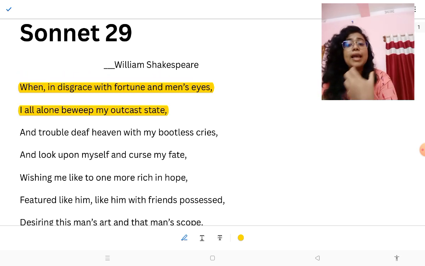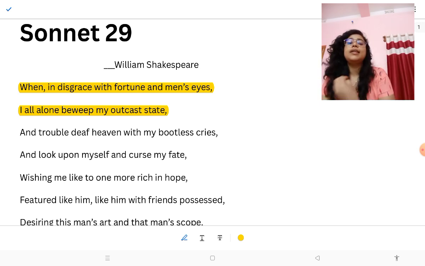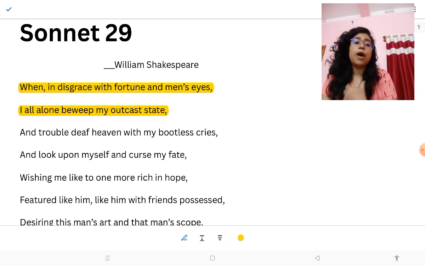Weep means cry, and beweep means when you cry utterly, right? So beweep, when I all alone beweep, means when we are in this depressed situation, we are frustrated. So what do we do? We just cry, right? We beweep, we beweep loudly, we weep loudly. So he said that I all alone beweep my outcast state.